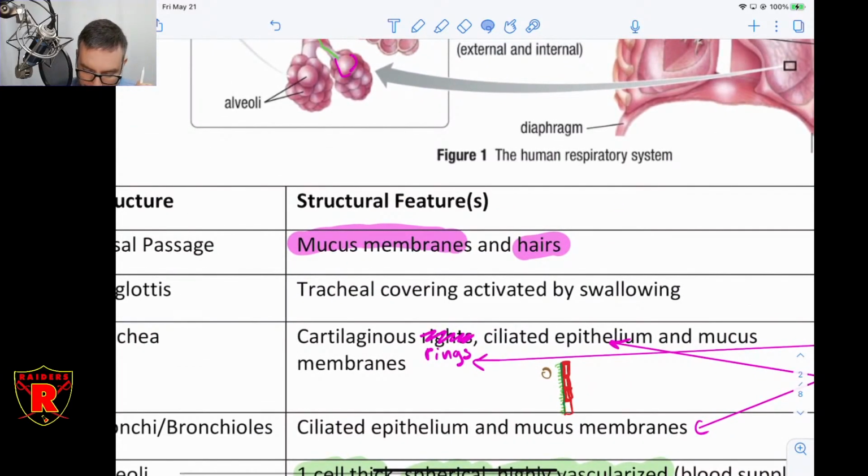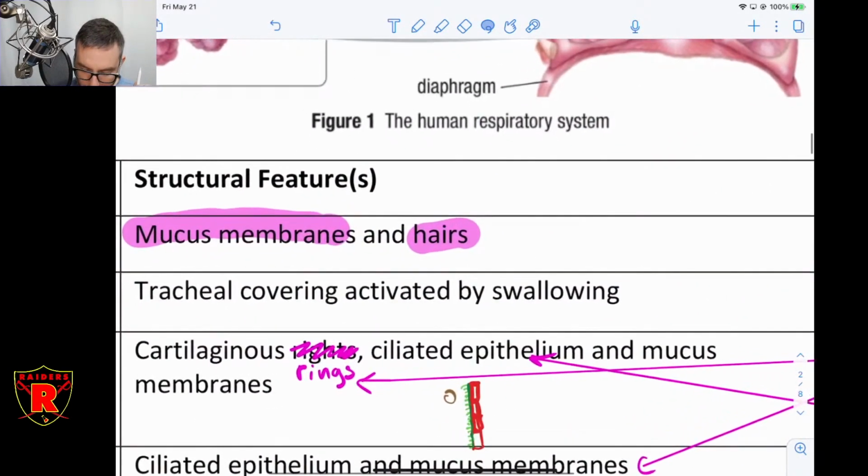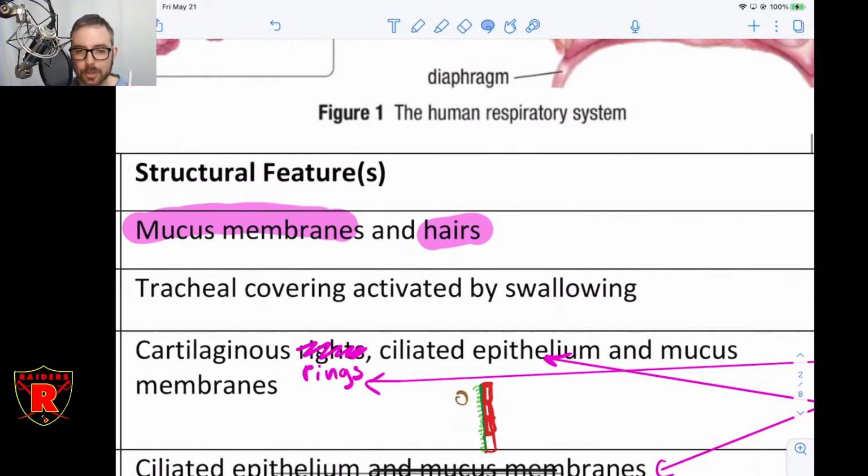I also wanted to mention that along with the ciliated epithelium, there's also mucous membranes there as well that form a sticky mucus, and the mucus catches particles. So it's sort of like flypaper almost, if you've ever seen flypaper before.